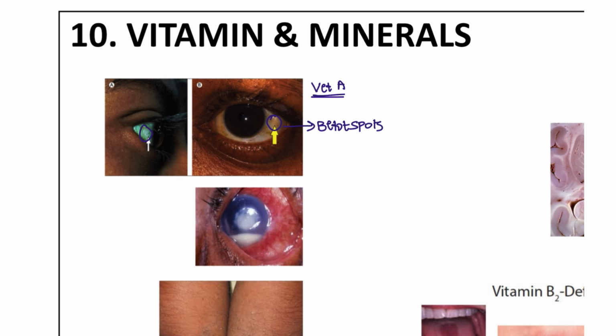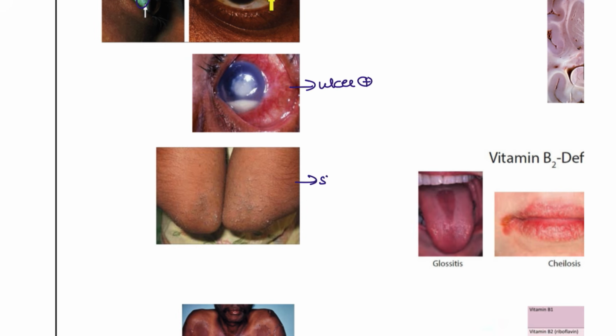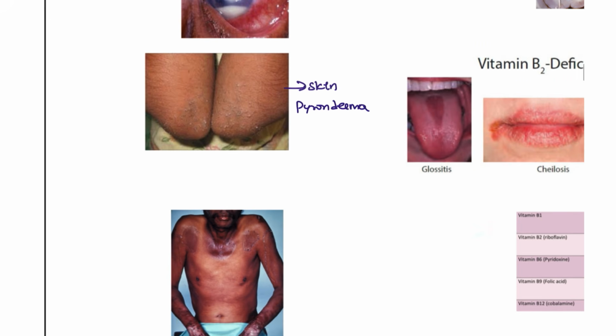If you don't treat early, that can produce ulcers. Corneal ulcers will be seen in this patient. Can it involve the skin? Yes, it definitely involves the skin, and this condition is known as phrynoderma, or follicular dermatitis, which will be seen in this picture.